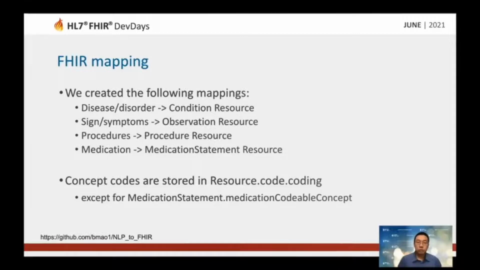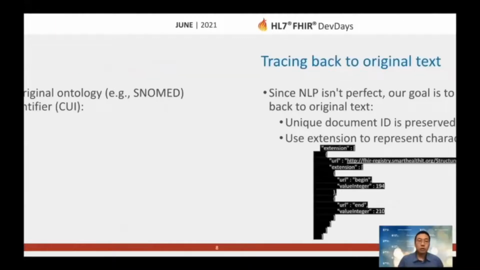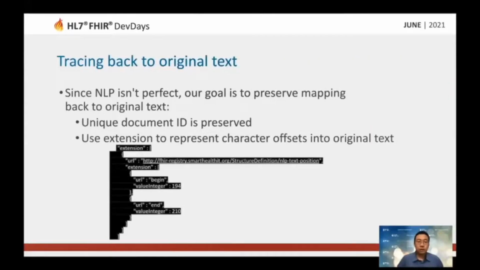The concept codes are stored in resource.code.coding, except for the medication statement, where it is stored in medication codable concept. You may find proof of concept code in the link below. We store both the code from the original ontology and the UMLS CUI code. As you can see in the example below, we have 2 SNOMED codes and 1 CUI code. Also in the same node, we use an extension to indicate the location of the text within the original document. In the future, we also need to keep the unique document ID just for reference.